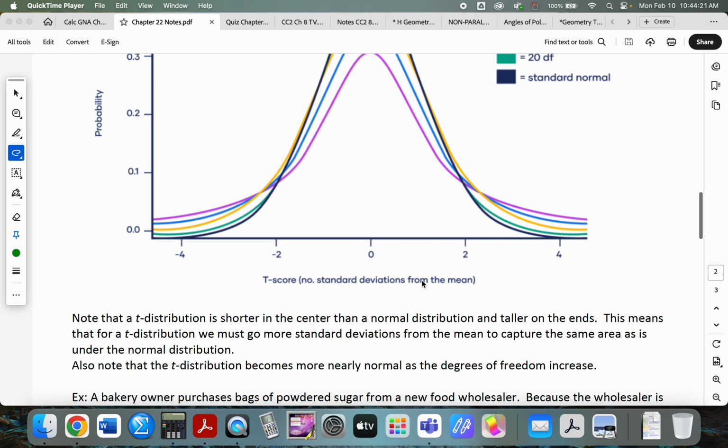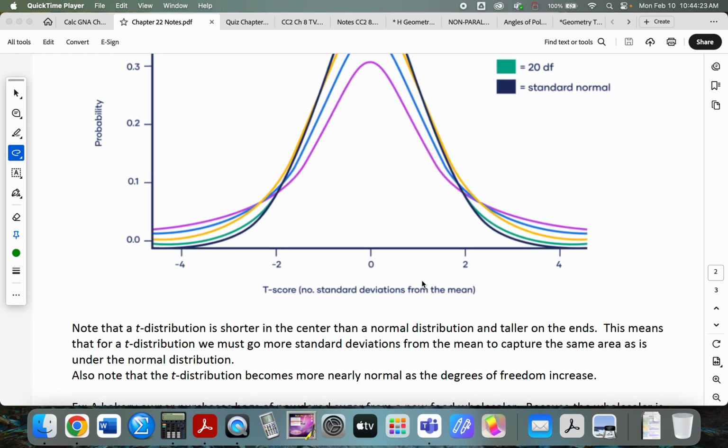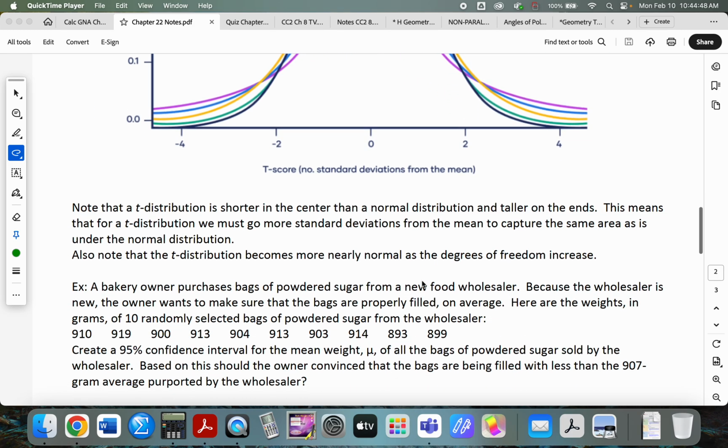Okay? So let me see if I said all the things I was supposed to. Note that the t distribution is shorter in the center and taller on the ends. So it has fatter tails. This means that for a t distribution, we must go more standard deviations from the mean to capture the same area as is under the normal distribution. So note also that the t distribution becomes pretty normal as the degrees of freedom increase.